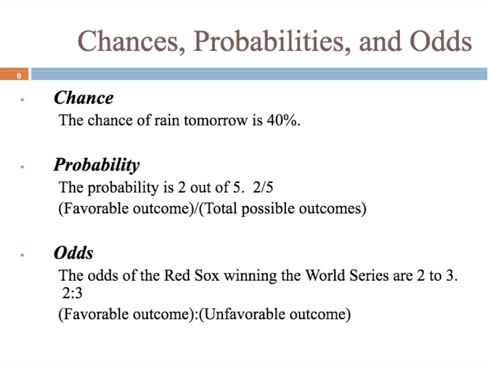And then with odds, you say favorable outcomes to unfavorable outcomes, and you write it as a ratio with the colon in the middle. So the odds of the Red Sox winning the World Series are 2 to 3. And notice here that's 5 total outcomes, so 2 and 3 make 5, so that would be 2 out of 5, which is another way to write 40%.